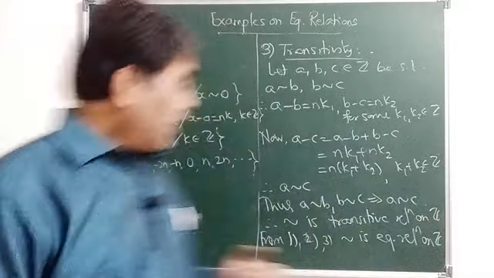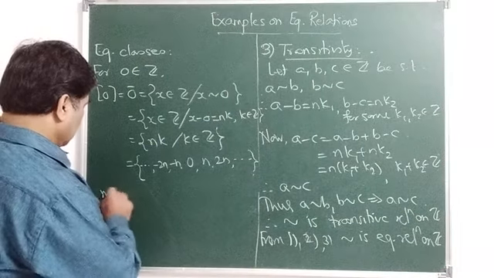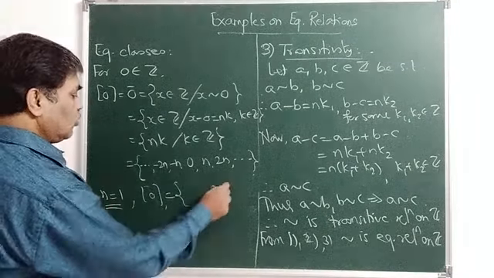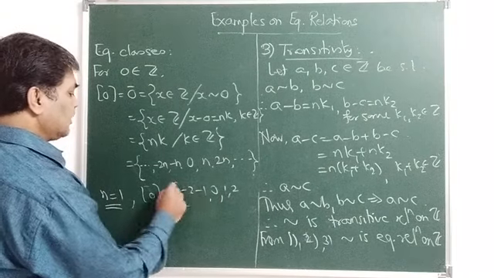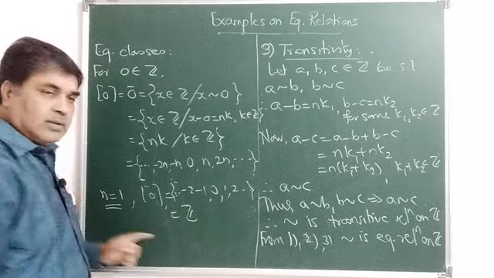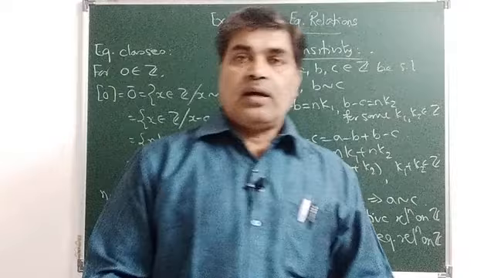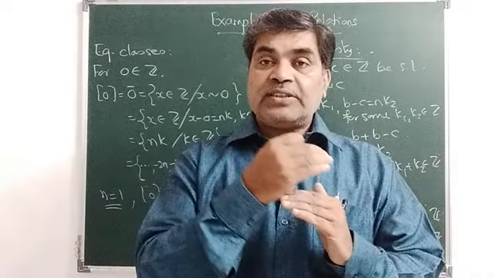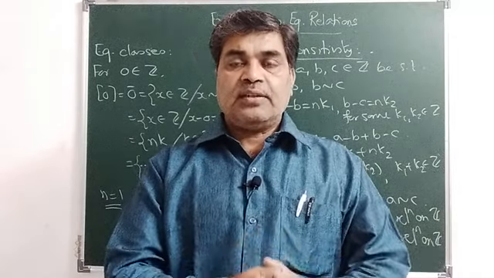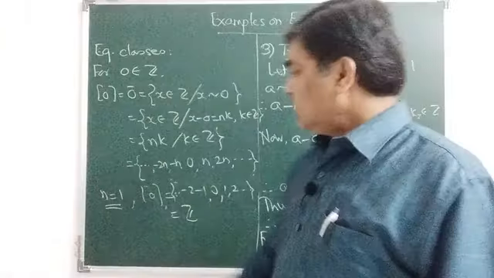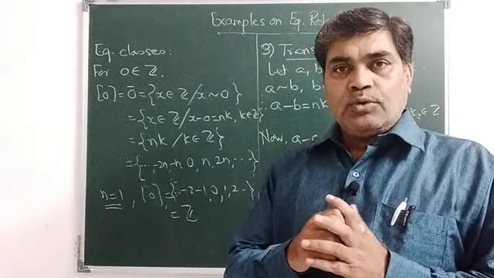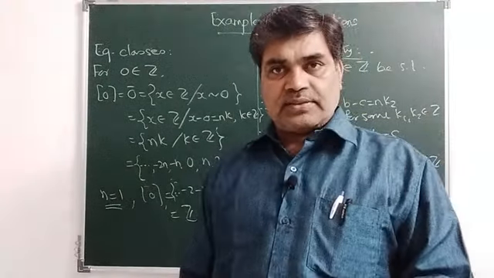And in that case, if I have n equal to 1, then the equivalence class of 0 will become 0, 1, 2, minus 1, minus 2, and so on this side. This is precisely Z. And we know that every equivalence relation partitions the given set into equivalence classes. As a single equivalence class covers the whole set Z, there is only one equivalence class.